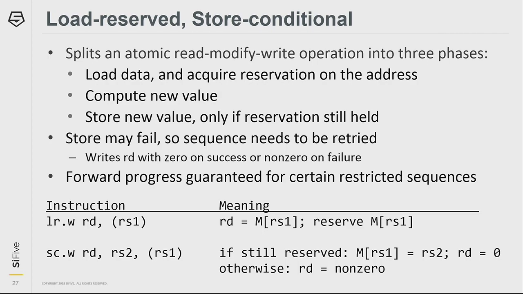So load reserved and store conditional split an atomic read-modify-write operation into its constituent parts. There's a load, and then there's an operation, and then there's a store. Because the execution of those instructions is itself inherently not atomic, the store conditional operation can fail. When you do the load, you attempt to acquire a lock on that memory address, notionally speaking. And then the store will fail if the lock is not still held at that time. That would happen, for example, if another processor went to access that memory address in the meantime. So what you do is you put these instructions inside of a loop.